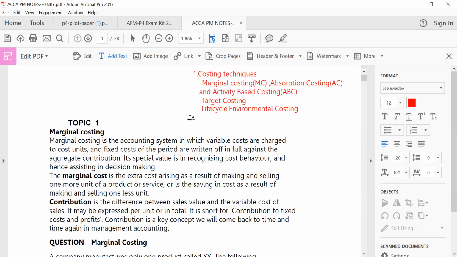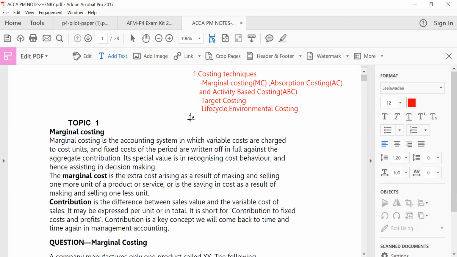So we come to the second, that is after knowing how to determine cost per unit of a product or service, using any of these techniques, either marginal costing, absorption costing, activity-based costing, target costing, life cycle costing, environmental costing, we can now be in a dilemma. Now that you've been able to determine the cost of a product or a service, you can also be in a dilemma as to the number of units to produce. Sometimes you become confused whether to produce 50 units of a product and 30 units of the other product.